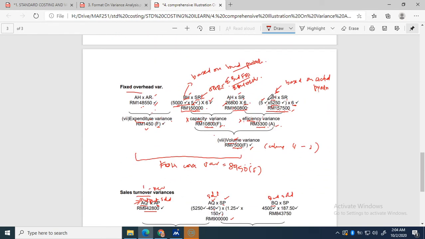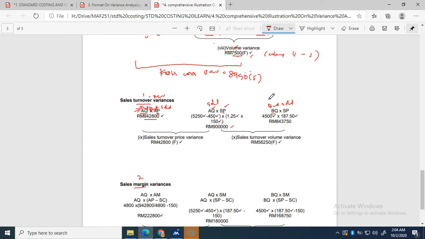So this is budgeted quantity sold, 4,500 bottles. Times the standard selling price that we calculated just now, 1.25 times 150, you get 187.5. So this is the budgeted revenue. To get the price variance, the difference is between the standard price and the actual price. In this case, you get the sales turnover method, where price is the variance.